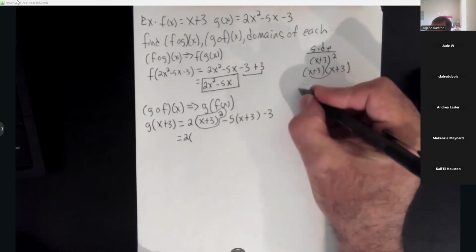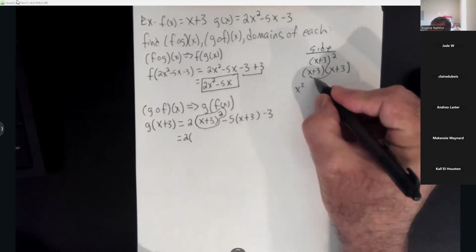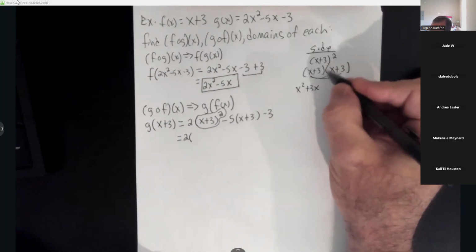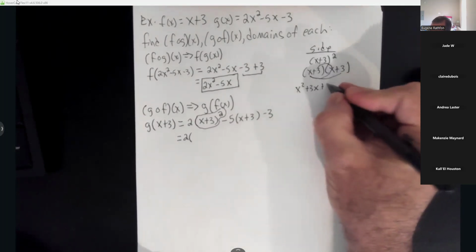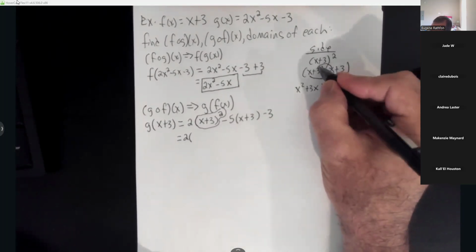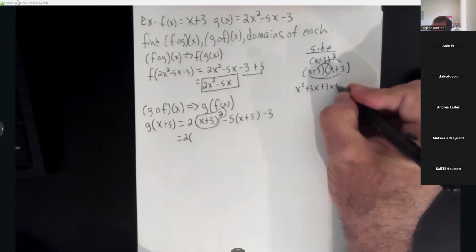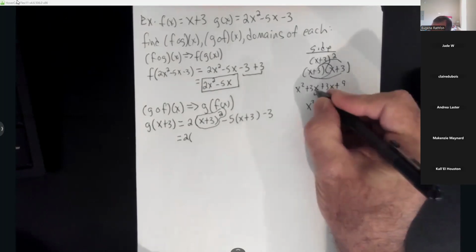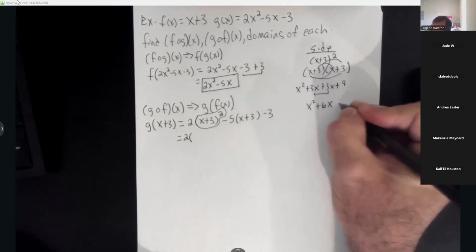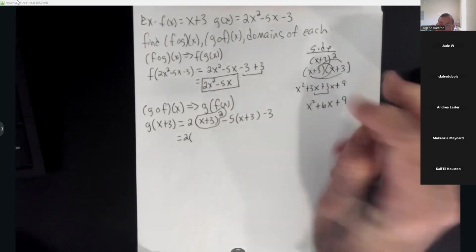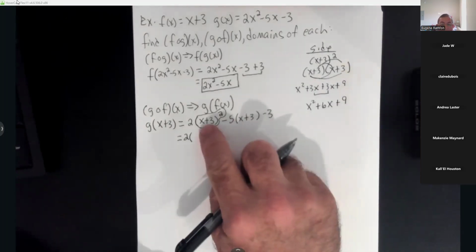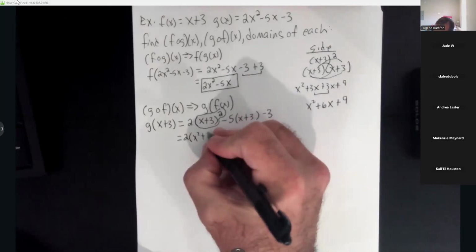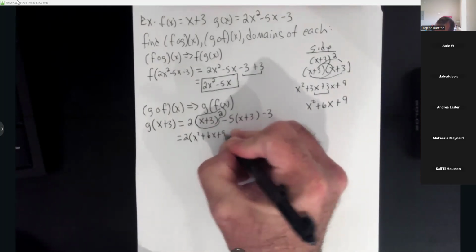So I get x times x is x squared. x times 3 is 3x. In the middle, 3 times x is 3x. And finally, 3 times 3 is 9. Add the like terms and you get an x squared, 3 plus 3 is 6x, plus 9. This now replaces that. So I've got my x squared plus 6x plus 9.